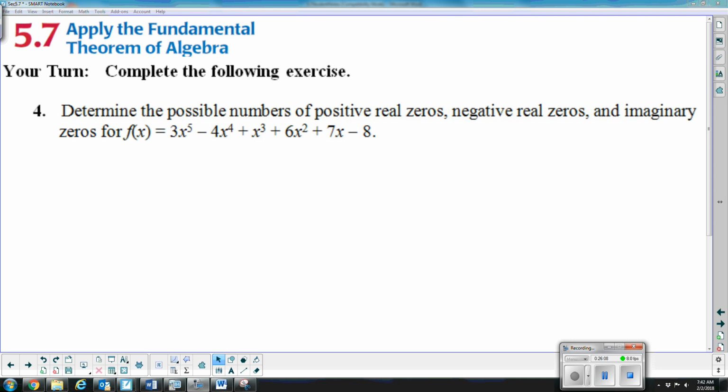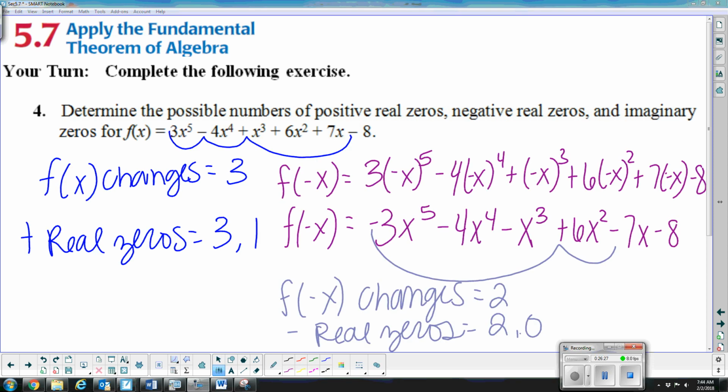Right, so in this next one, try this one on your own. You can pause the video while you work. But you're using Descartes' rule of signs to determine real positive zeros, negative real zeros, and imaginary zeros. And you can unpause for the solution.